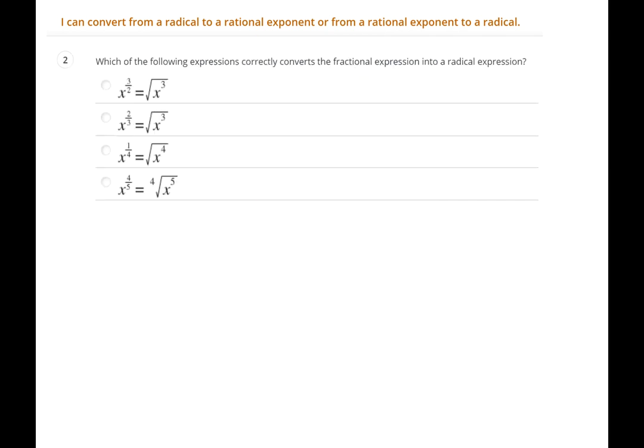In this one, we have to convert from the fractional exponent back to the radical. And again, the root has to go in the bottom, or the root has to go in the radical. So this piece here should be in the radical. So that one looks correct. Let's look at the other. So this one, the cube should be in the radical. That one's out. This one, the 4 should be in the radical. That one's out. This one, the 5 should be in the radical. That one's out. So it has to be the first answer choice.